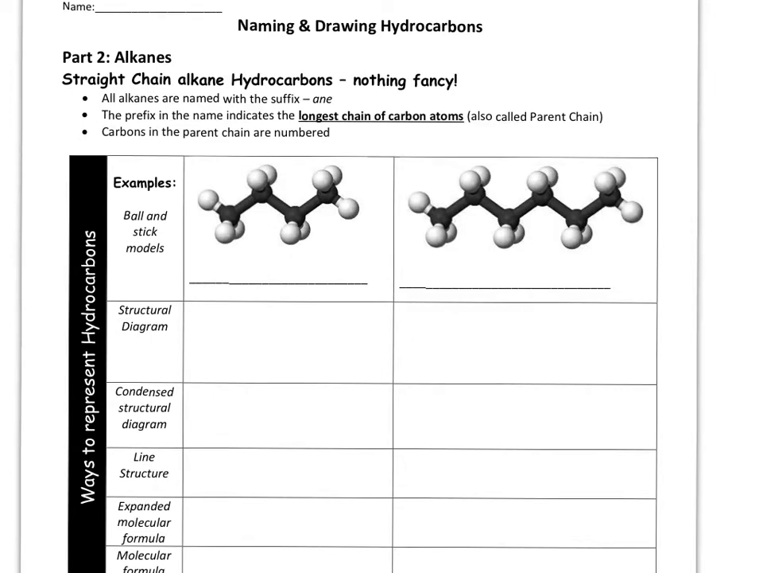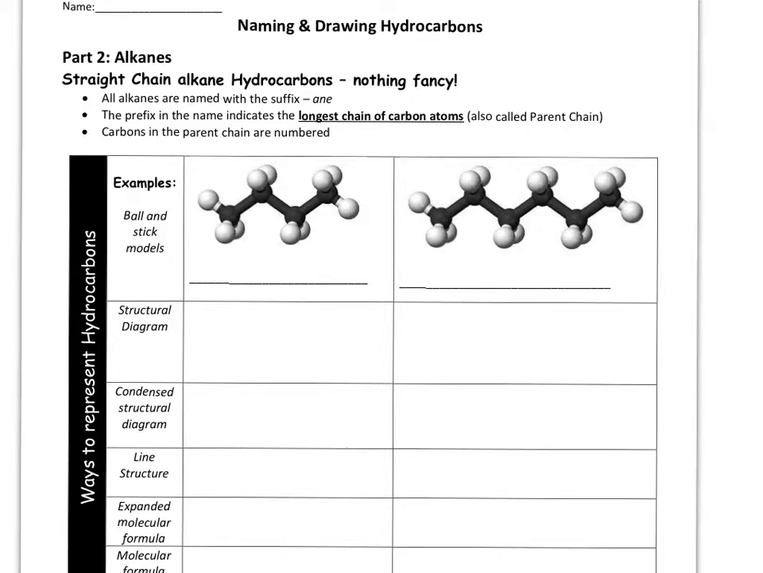We're going to look at alkanes first. These are straight chain alkane hydrocarbons. These are the simplest type of hydrocarbons that exist because it's just a chain of carbon atoms bonded together, and then all of the remaining bonding spaces with the carbon are filled up with hydrogens.